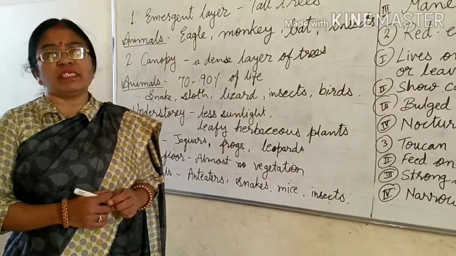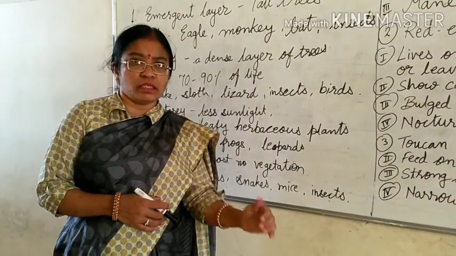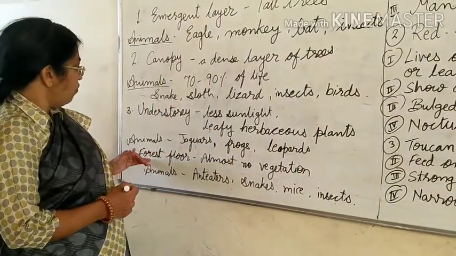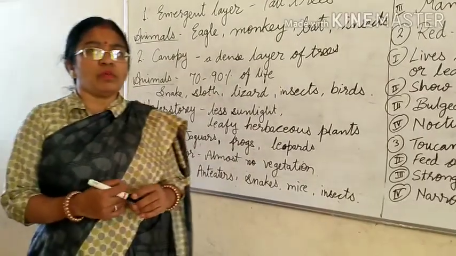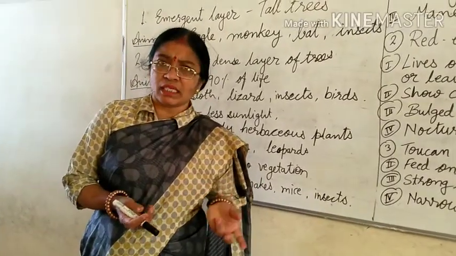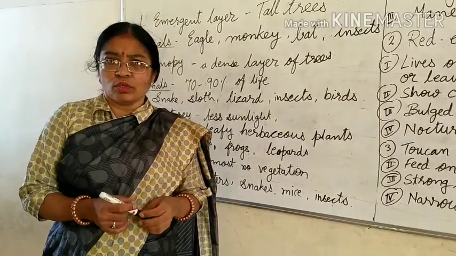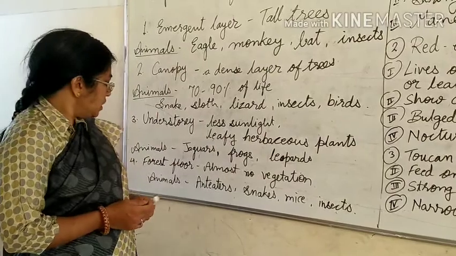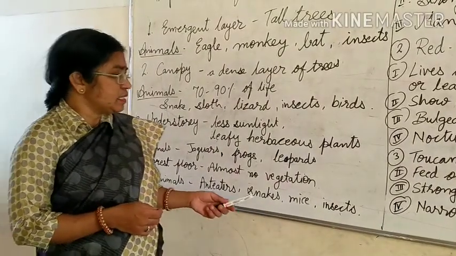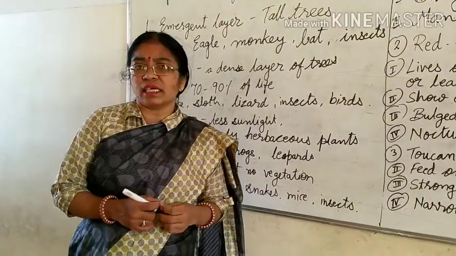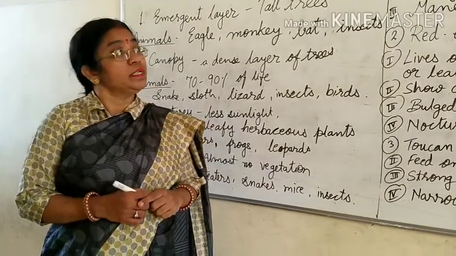Now the last layer, which is very near to the earth, to the floor, is called the forest floor. Here there is almost no vegetation, only some grass etc. can be found, and trees or plants will not grow in this layer. But some animals like anteaters, snakes, mice, insects etc. are found in this layer.